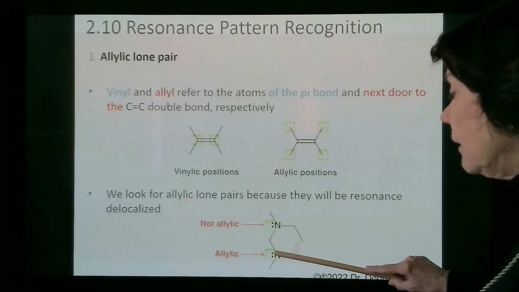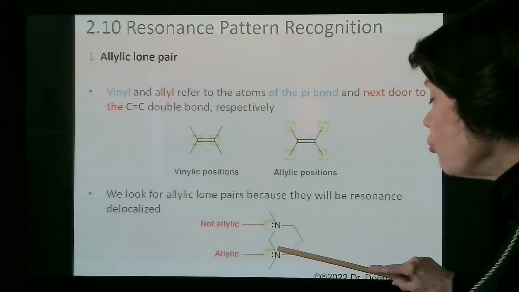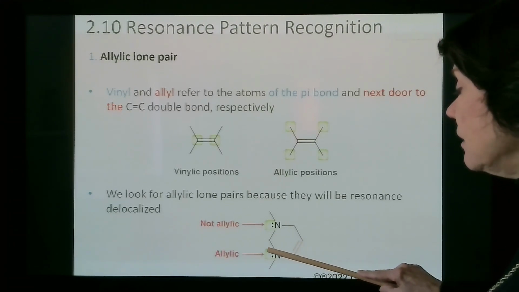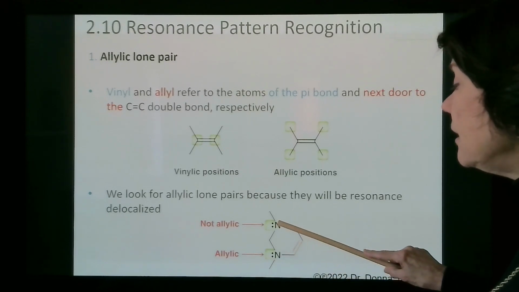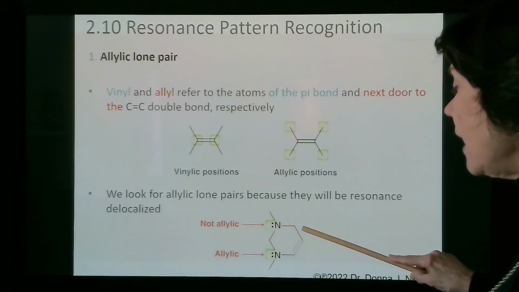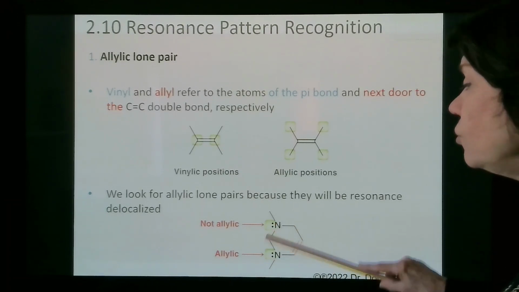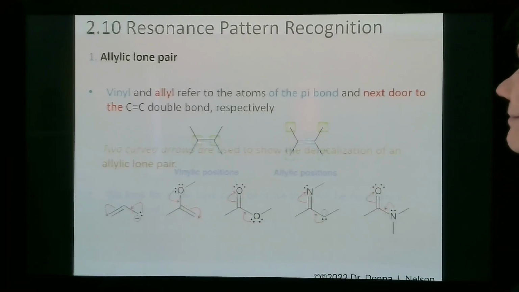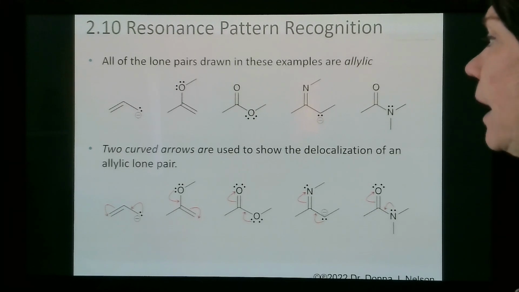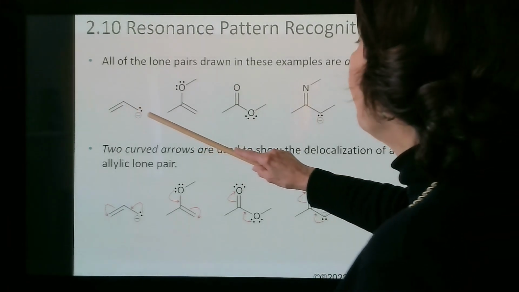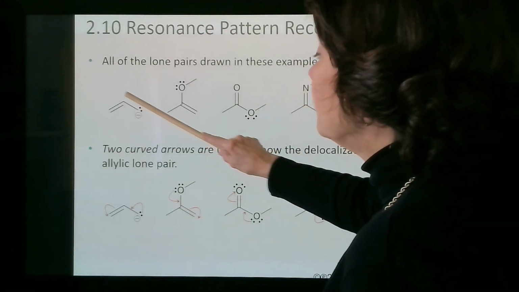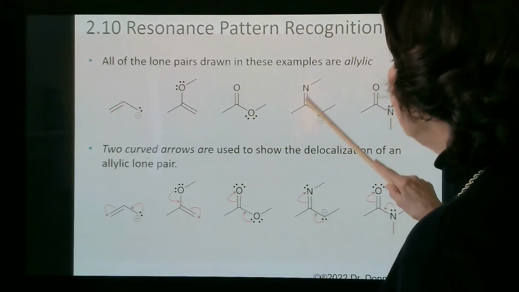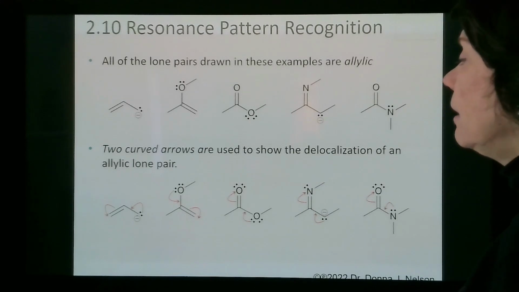Here, this one depicts a lone pair on nitrogen adjacent to a pi bond. This is an allylic position. This one is not. It's not conjugated with anything. Okay, so this is not an allylic position. All the lone pairs drawn here are allylic. Do you see it's next to the pi bond? Next to the pi bond, next to the pi bond, next to a pi bond.